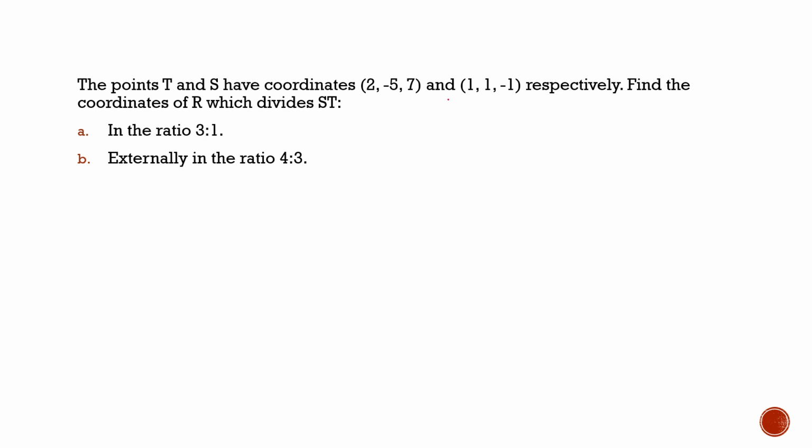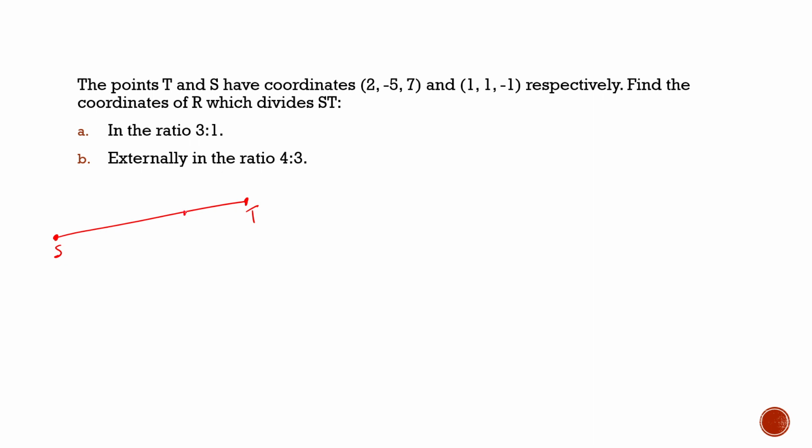The points T and S have coordinates 2, -5, 7, and 1, 1, -1 respectively. Find the coordinates of R, which divides ST in the ratio 3 to 1. So being told in the ratio 3 to 1, we can assume that that's internal, because none of the parts of the ratio is negative. So we'll have our dividing ST. Remember, order is important. ST is not the same as TS.